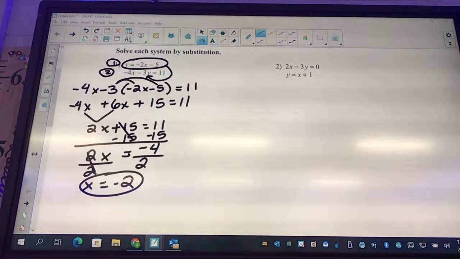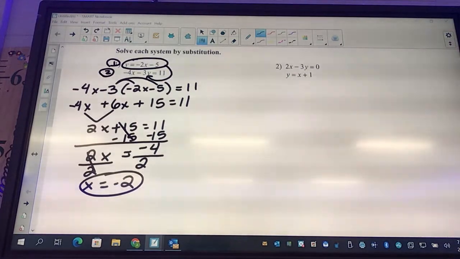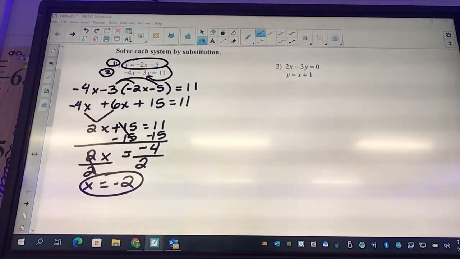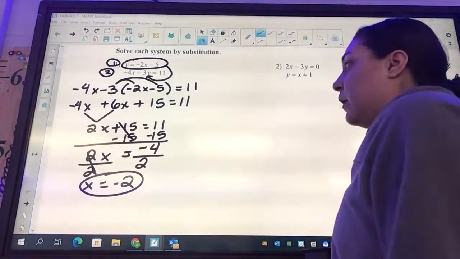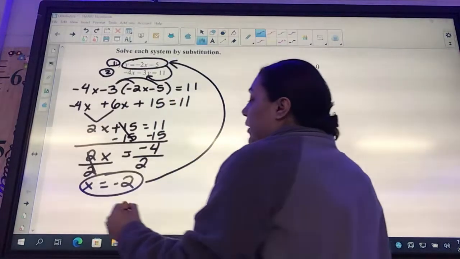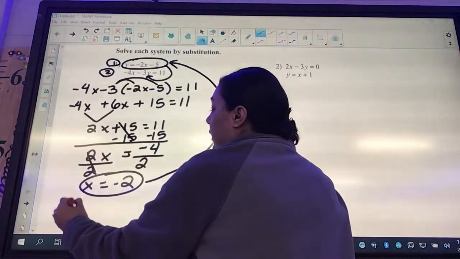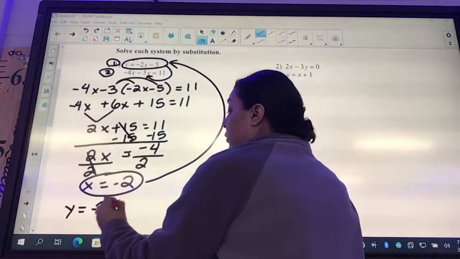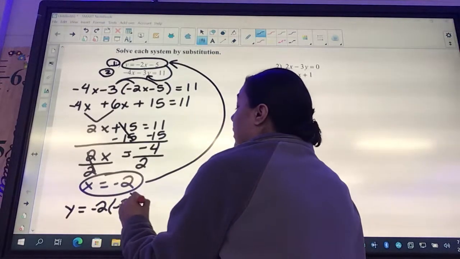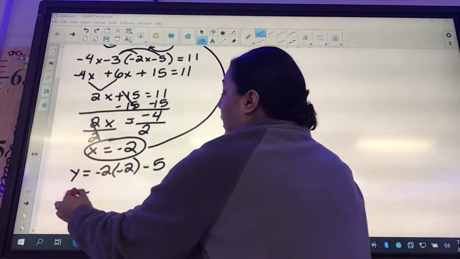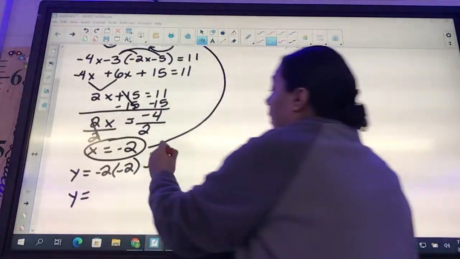Okay, what do we do with that x? We're going to plug it in. Plug it in where? Okay, we're going to plug it into equation 1, the one that says y equals. So you're going to get y equals negative 2, and instead of x, we now know our x is negative 2, minus 5. Okay, and you can type this part in on your calculator.